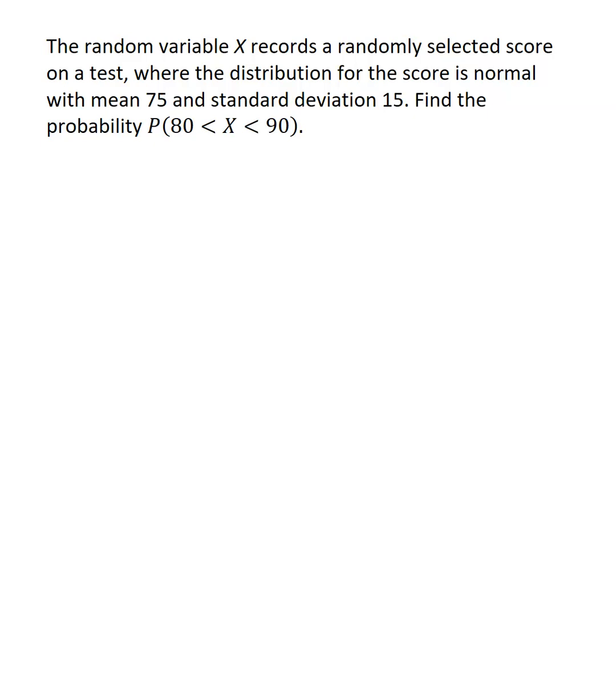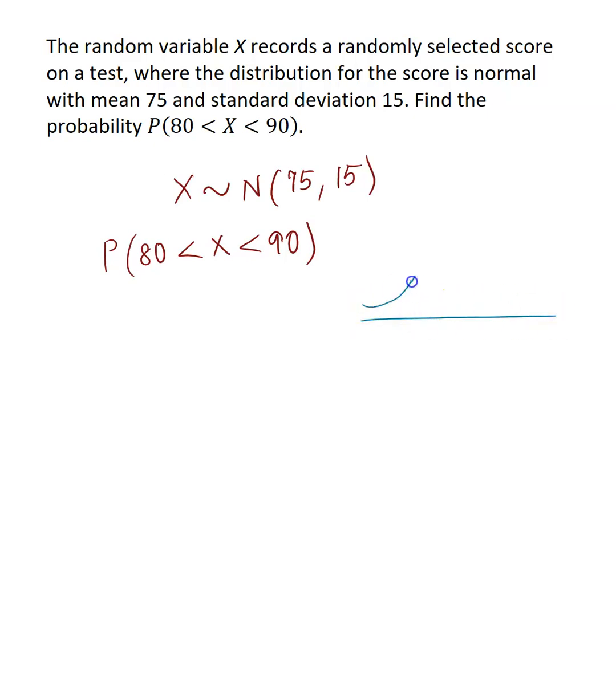The random variable x records a randomly selected score on a test, where the distribution for the score is normal with mean 75 and standard deviation 15. Find the probability of x lying between 80 and 90. Okay, x is normal, mean 75 and standard deviation 15. We're asked to find probability of 80 less than x less than 90. We're going to do this using the calculator so we get the answer quickly. However, we don't want to skip out on what we would have done if we were to do manually, right?